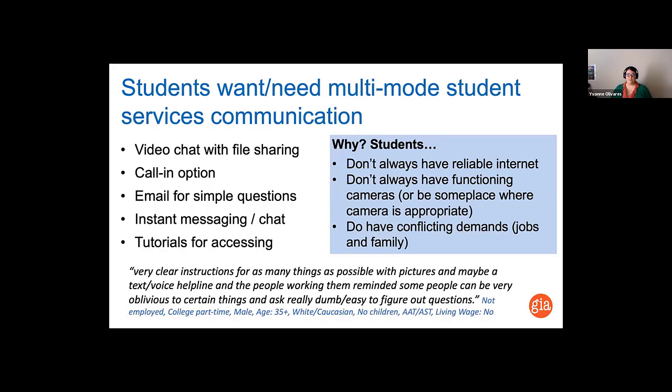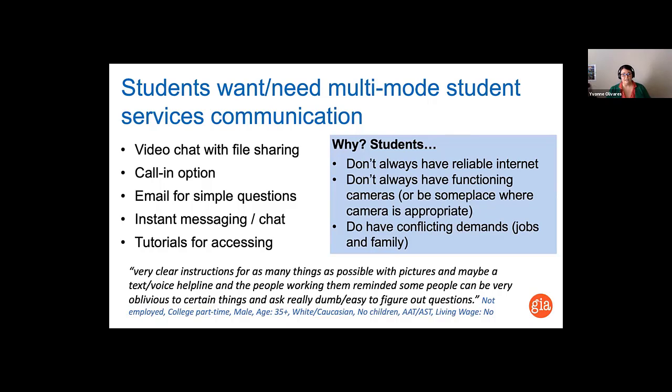Students also wish there was some sort of instant messaging or chat ability. And lastly, and this one's actually vital, is that students want tutorials for accessing every mode of communication. So no matter which modes your college has, students need to know how to access it.